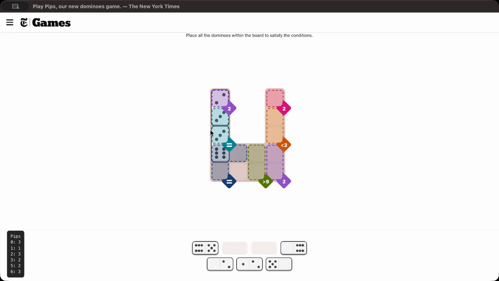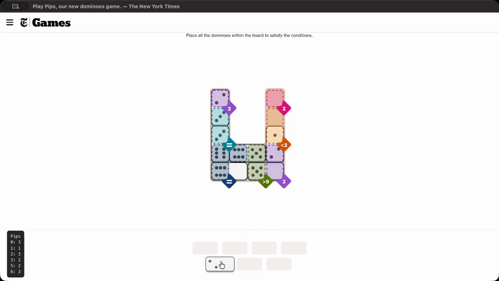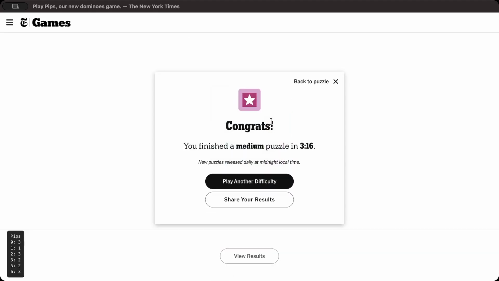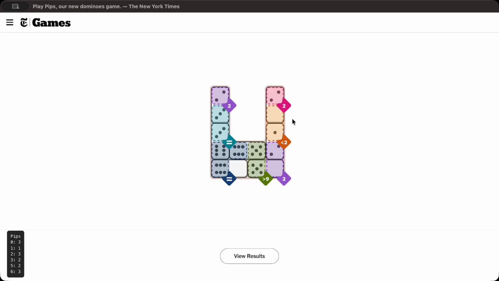Still not a guarantee. I wonder if I could have logicked a little further to logic that this isn't a blank. I'm going to go with this for now and see where it takes me. I'm going to put the 5 here because this has to be greater than 9, leaving our last 6 to be here. This has to be 2. Could be something like that, that, and that. There we go. That was the solution for the medium puzzle.